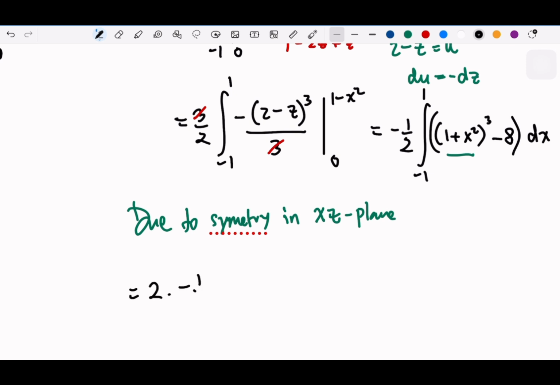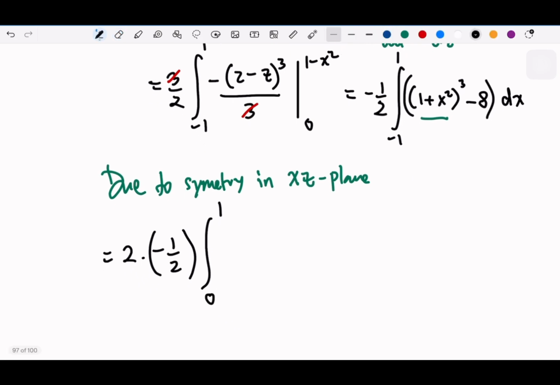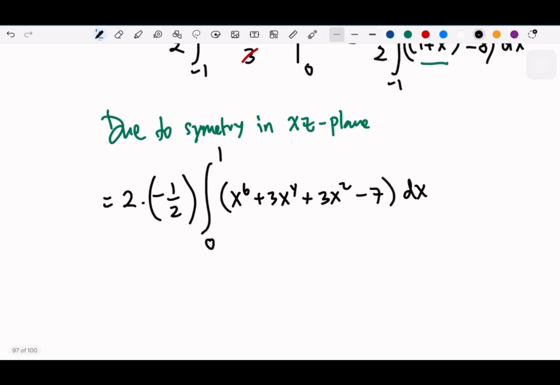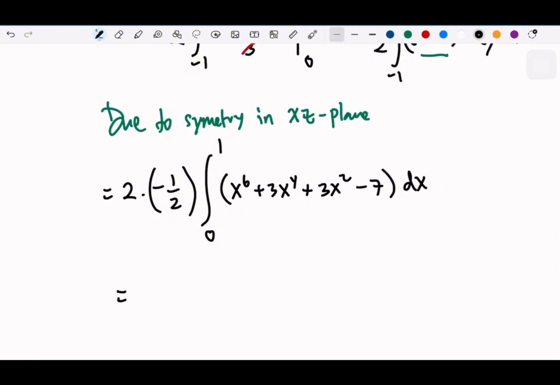So we can write 2 multiplied by negative half, and then this will be from 0, sorry, to 1, of x to the power of 6 plus 3 x to the power of 4 plus 3 x squared, right? 3 a squared b, a b squared, right? And then plus 1 minus 8, minus 7, dx. And integrate as usual. I think we can do this in calculators if you want to make it quick.